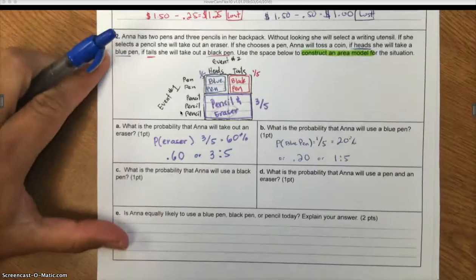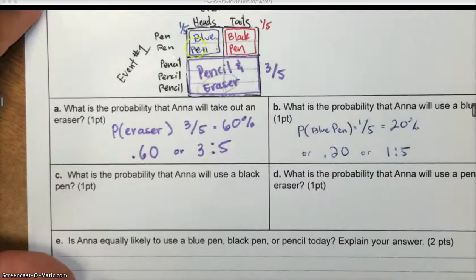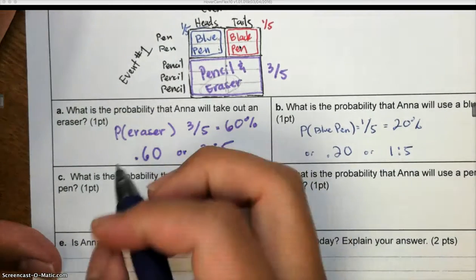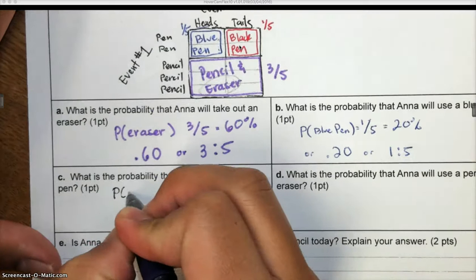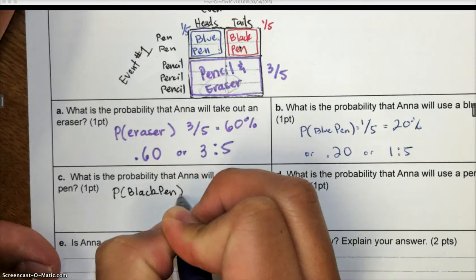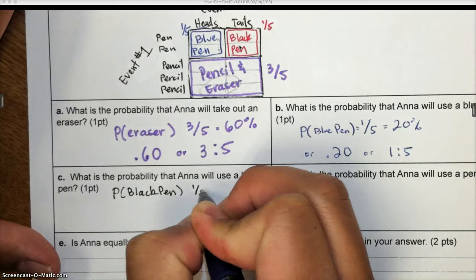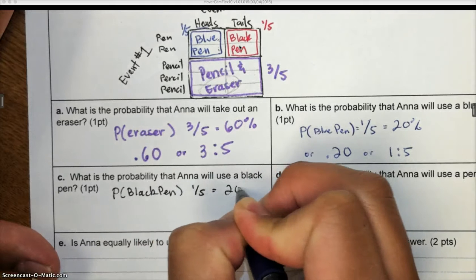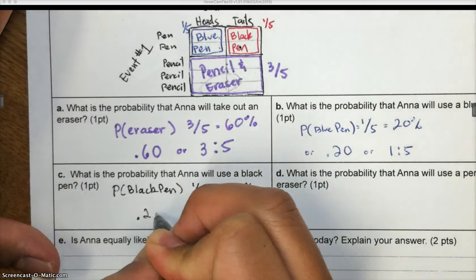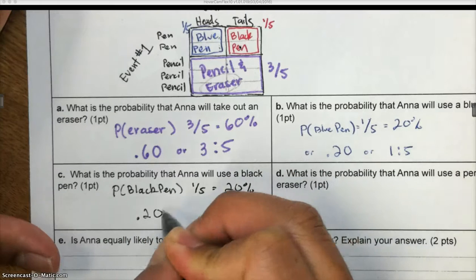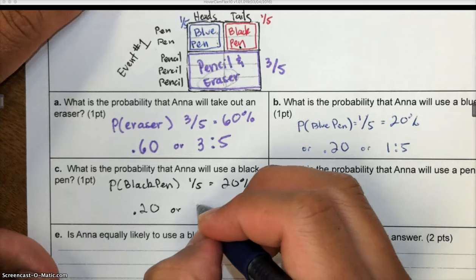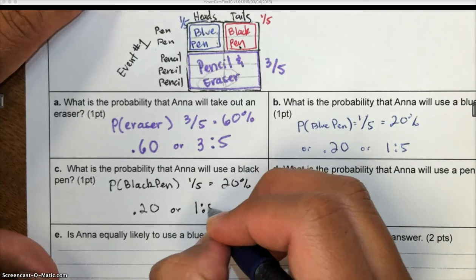So let's look at our area model. Okay, here's our black pen. I'm sorry, black pen's right here. It's 1/5. So the probability that Anna will use a black pen is 1/5. Again, as a percentage, that's 20%. As a decimal, that's 0.2 or 0.20. No percentage sign, okay? Or you can write a ratio 1:5.